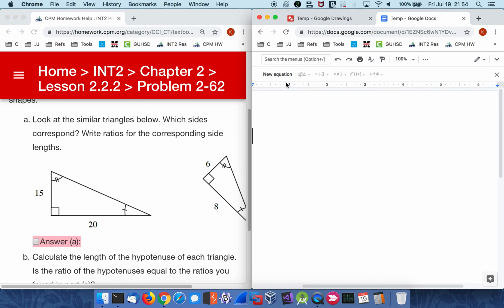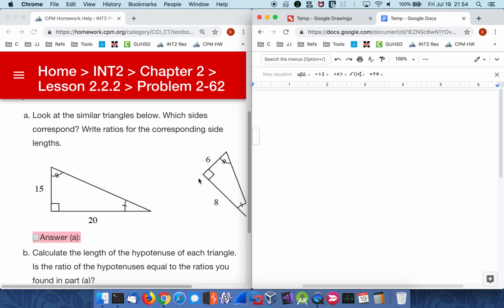So here we go. All right, new equation. So it says calculate the length. Oh, well, it says first which sides correspond. Write ratios for the corresponding side lengths. Okay, well, 15 corresponds to 6. So we can say the ratio is 15 to 6.